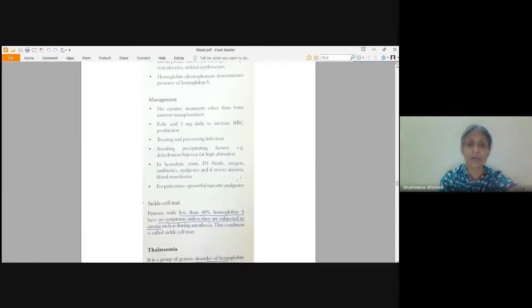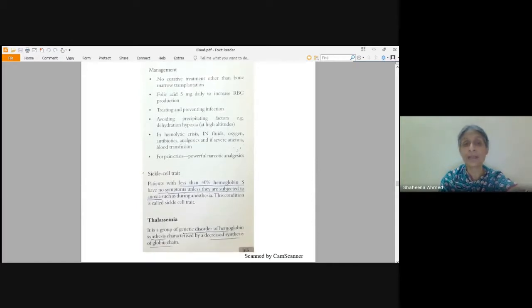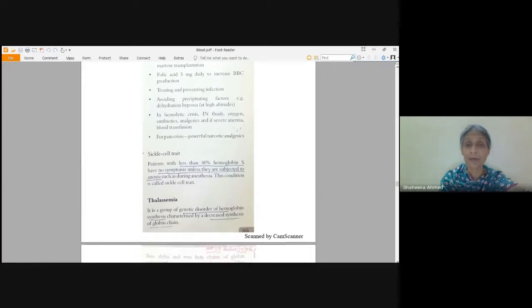Management: there is no cure, it is just symptomatic treatment. You give folic acid, and you prevent or treat any infection. You avoid all the precipitating factors like dehydration and hypoxia. In hemolytic crisis, you can give oxygen, antibiotics, analgesics, even blood transfusion. If the pain is very severe, then even narcotic analgesics can be used. So this disease basically has to be managed. There is no cure for it because it is an inherited disease.